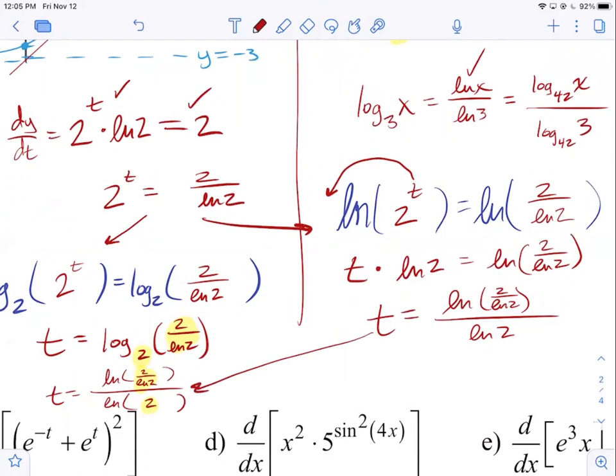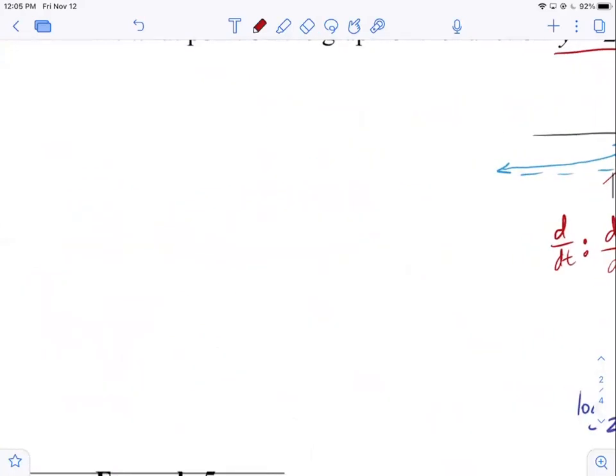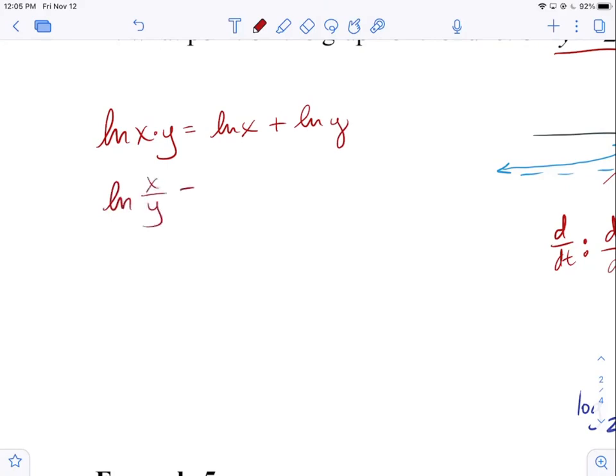Here's why I doubt that would be a multiple choice answer. It has that complex fraction feel to it, right? You got like a fraction in the numerator of a fraction, and that's yucky. So let's review 2 more properties of logs. We have this one that says the natural log of x times y is equal to the natural log of x plus the natural log of y. A log turns a product into a sum. The natural log of x divided by y is the natural log of x minus the natural log of y. It turns a quotient into a difference.